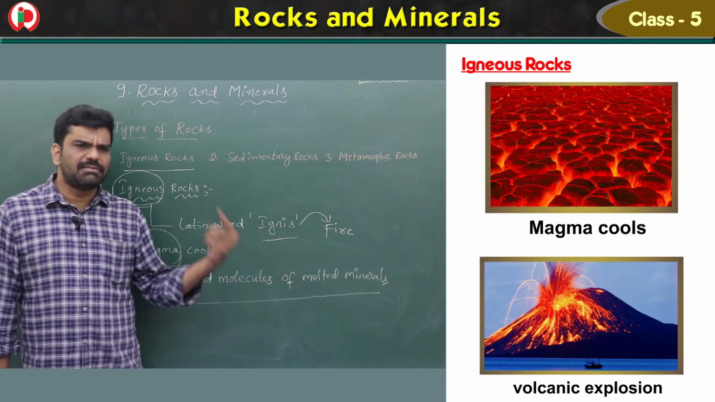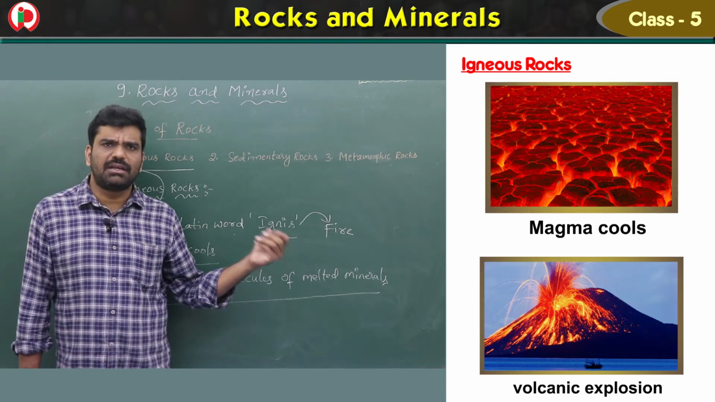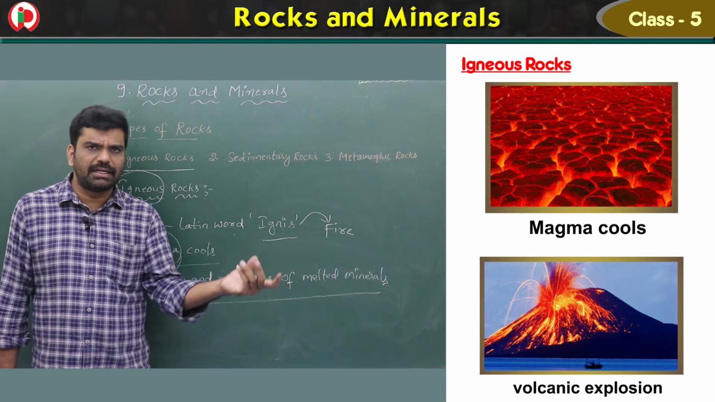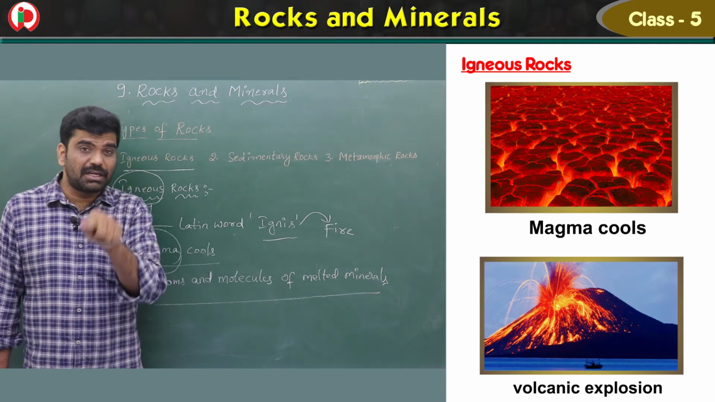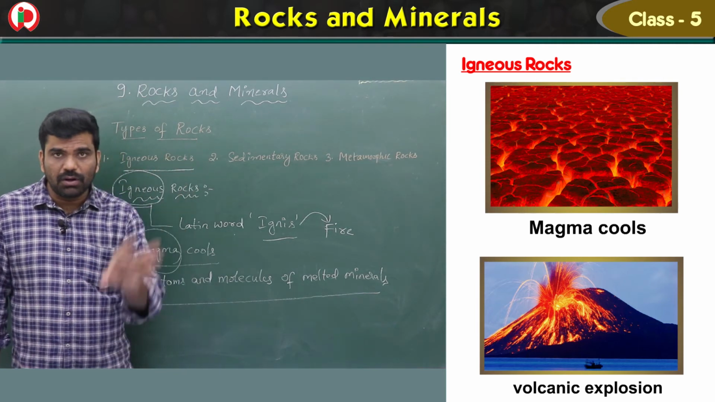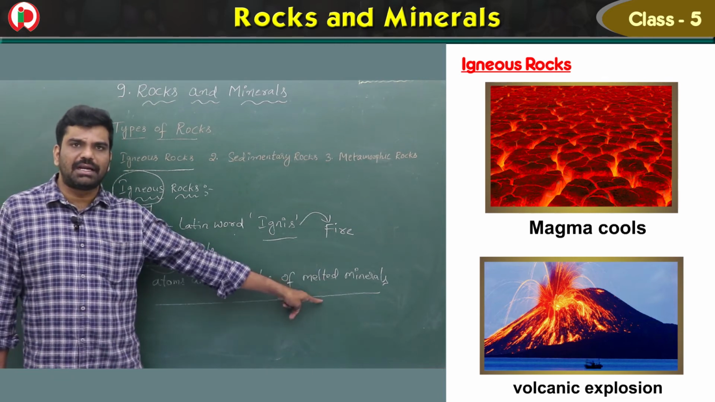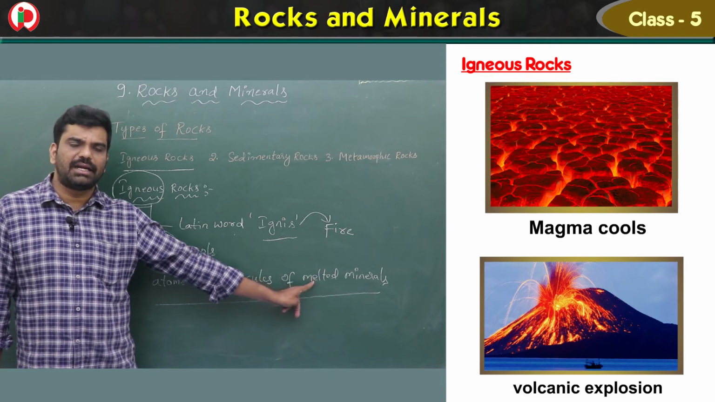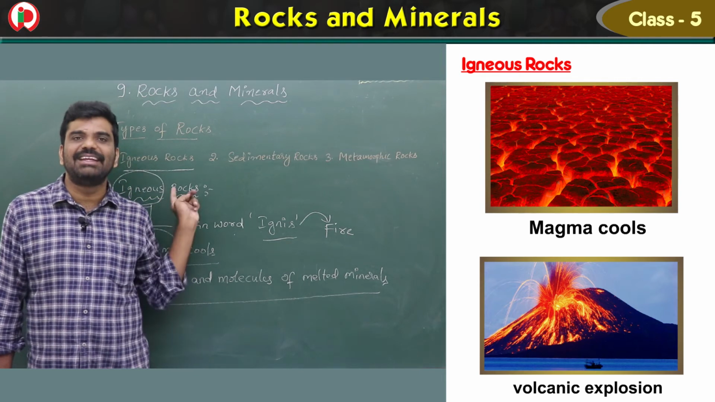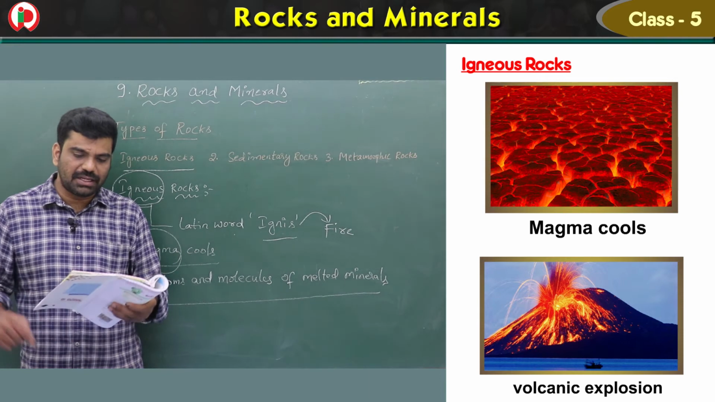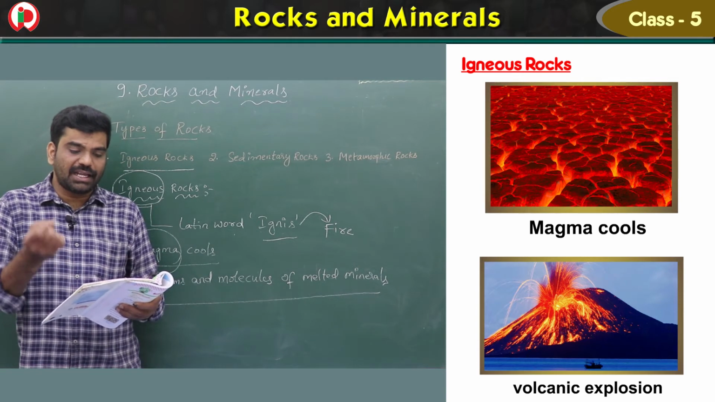Usually when anything is in the melted form, it is not in the solid form. If you take any substance and heat it, it will melt. When it cools down only, it gets its solid form. So when the minerals get melted, the magma is formed. When this magma cools down and solidifies, the igneous rocks are formed.